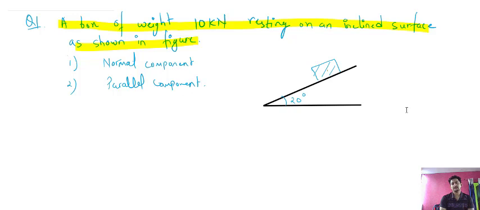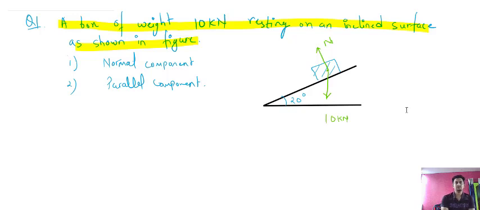So this is the box that has been kept on an inclined surface. Weight will always be acting vertically downwards. That is how much? 10 kilonewton. Now one reaction, that is the normal reaction, will be acting on the box, which is always perpendicular to the surface. This is the normal component, we need to calculate its value, and then the parallel component. So for calculating those components, we need to resolve the components.